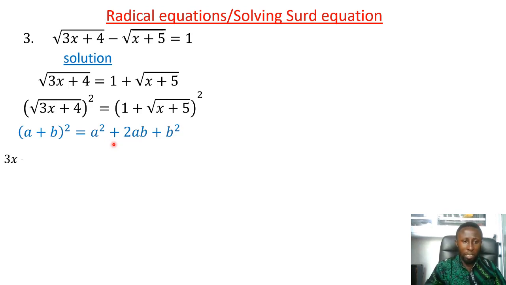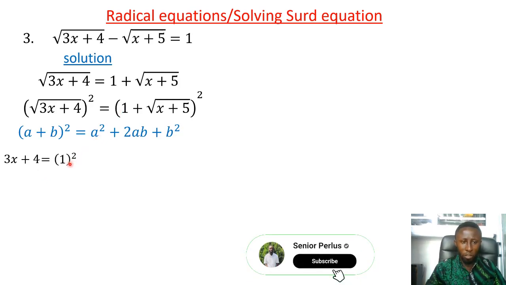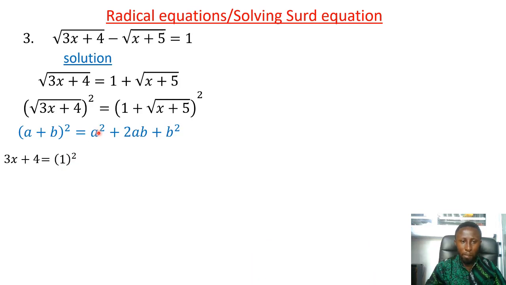Like I said, this one, yes, the square will cancel. So we get 3s plus 4 equals, our 1 is our a. That's why we got 1 all square, was a square, plus 2 times our a times our b. So our 1 is a, and root of s plus 5 is our b. So plus 2 times 1 times root of s plus 5. That's our b. Plus b square, and this one is our b. So this all square. Okay. So plus root of s plus 5 all square.